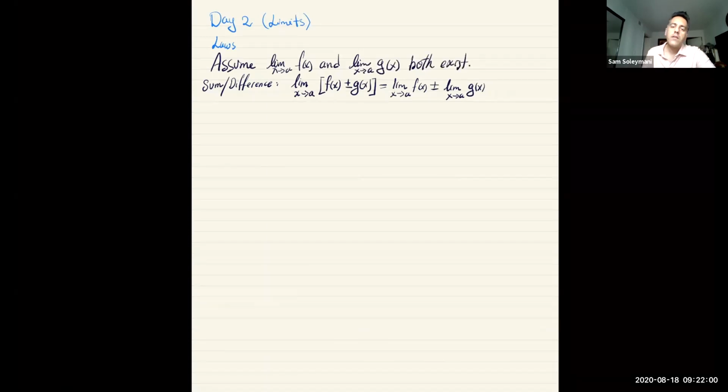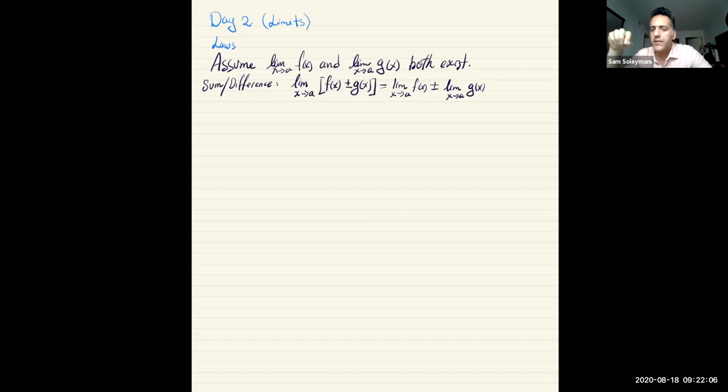Okay, then you can do something like that. On your pretest yesterday, I saw people applying this law, right? But they did not pay attention to the fact that the limit of f and g don't exist. So you have to be careful with that. The limit of f and g might not exist, but the limit of the sum or difference does exist. So I will give everybody an opportunity to actually investigate that.